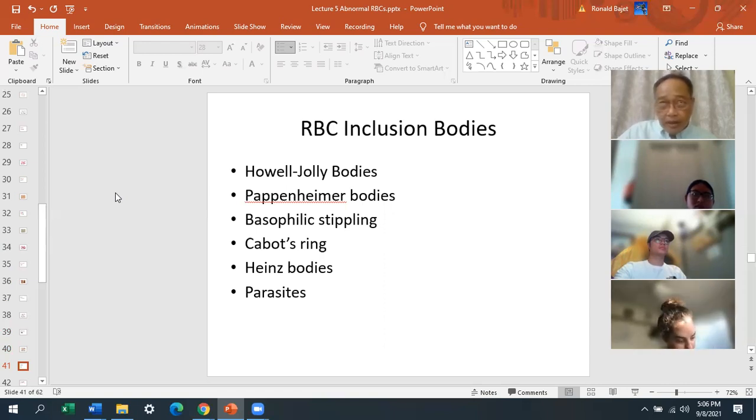Okay, so unfortunately, when you look at your peripheral smears on the bench in hematology, not all your smears are going to be perfect. It's not going to be that boring. You're going to be seeing things like this. Basophilic stippling, Heinz bodies. These are actually kind of rare, but you're going to see different types of shapes. You'll definitely see different types of poikilocytosis. But you need to be prepared to identify Howell-Jolly bodies, Pappenheimer bodies, especially basophilic stippling, Cabot's rings, Heinz bodies, and parasites. Okay.